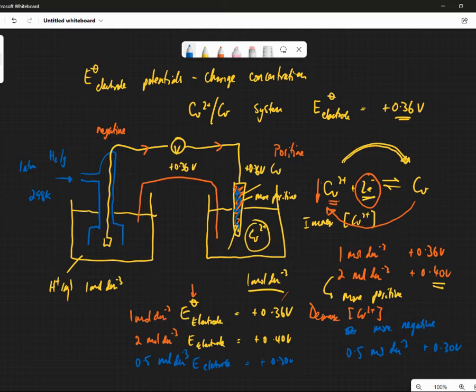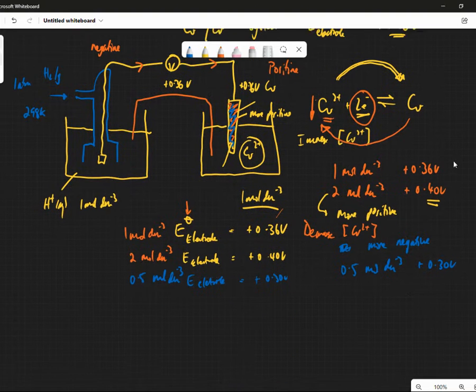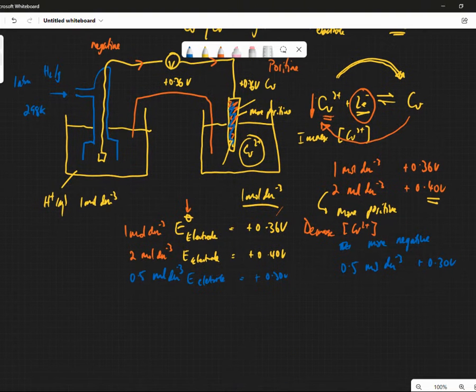And this is a way of looking at it. Another way, and there's absolutely nothing wrong with what I've done, but I'm going to look at it again. All right, let's have a look at this. Copper 2 plus 2 electrons gives Cu.